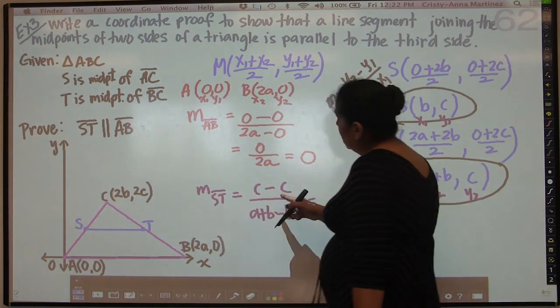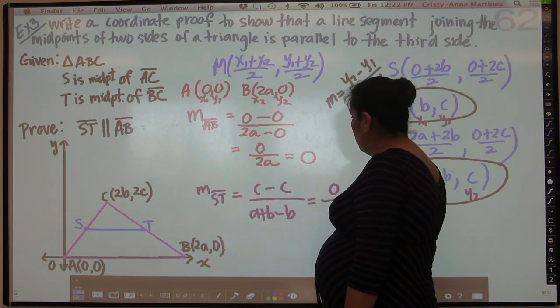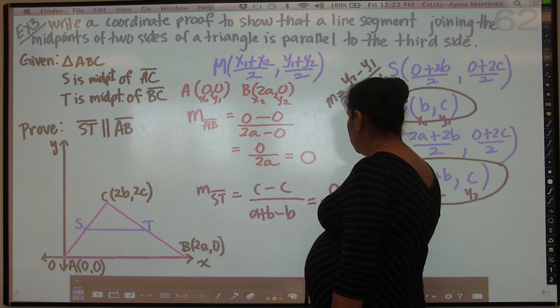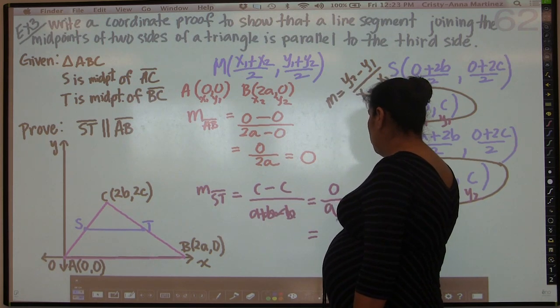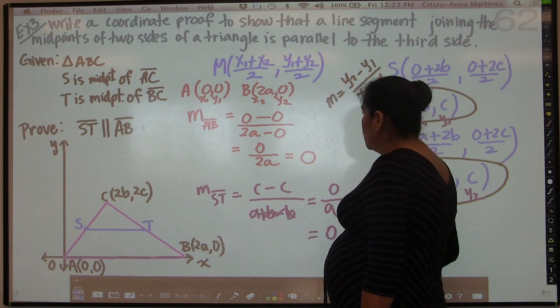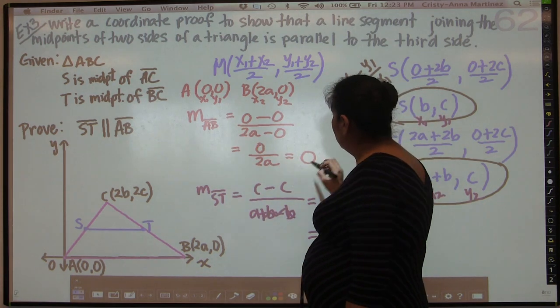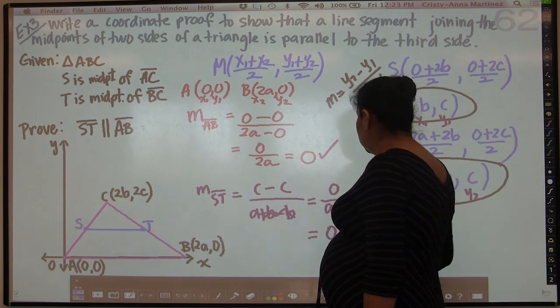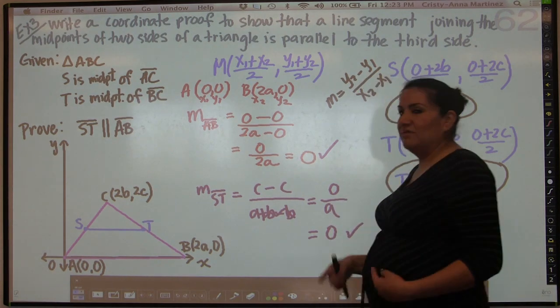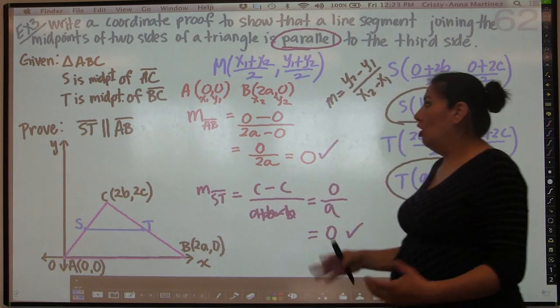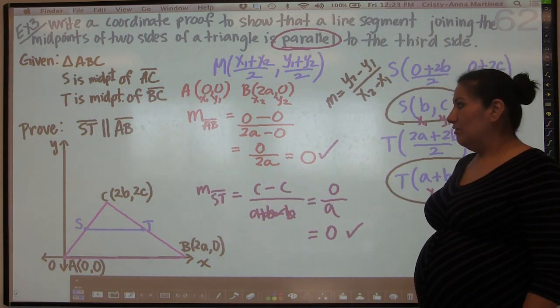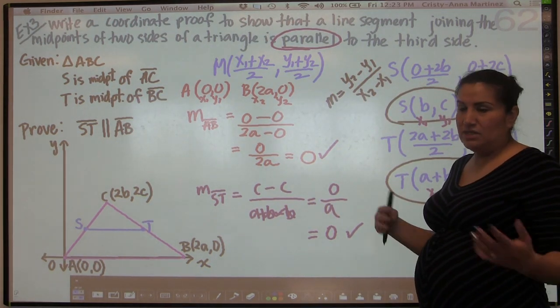So on the top, you're going to get c minus c, which is 0, and on the bottom a plus b minus b, so that the b's are going to cancel and you're going to get a, but it doesn't really matter because 0 divided by a is still 0. So what we're seeing here is that the slope of AB was 0, and the slope of ST is 0, and since they both have the same slope, you have proved that they are in fact parallel, and all we had to do was use algebra. We didn't have to do any of the statements and reasons.